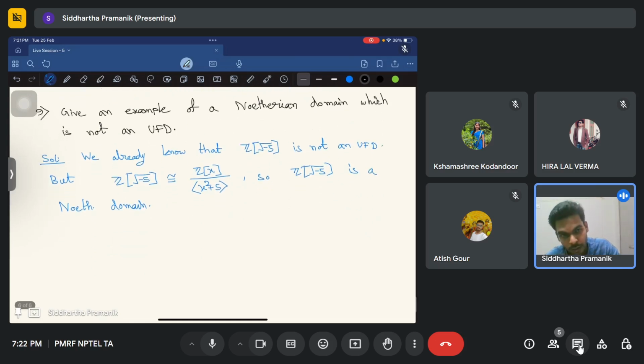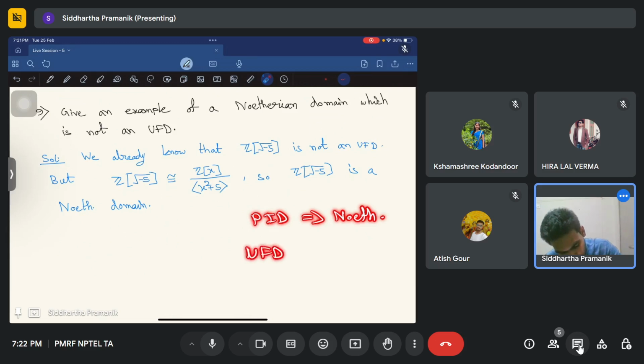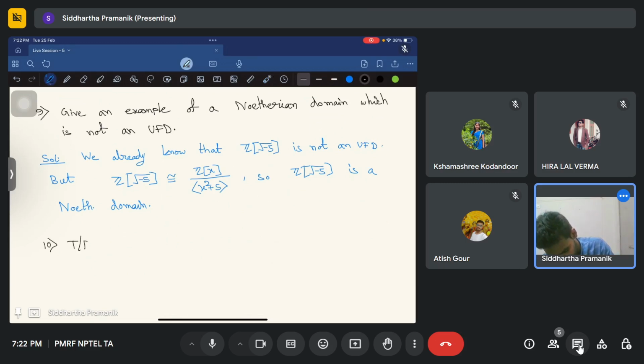Okay, now what about the other way? So we know that PIDs are Noetherian rings. Now, can you say UFDs are Noetherian or not? So, is every UFD Noetherian? Is it true? So, let me write down as true or false. So, every UFD is Noetherian.